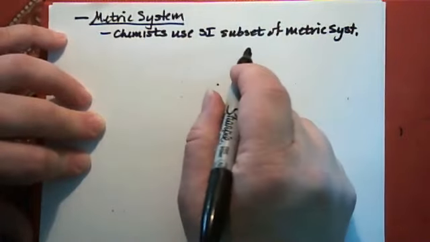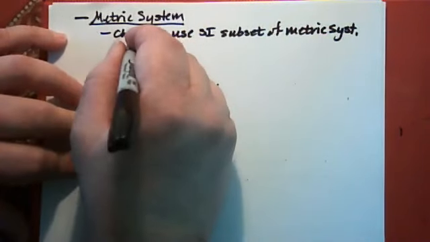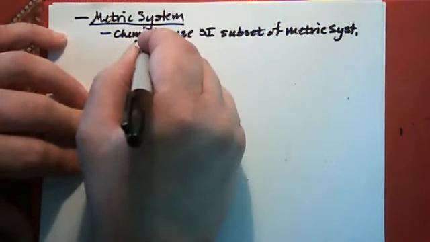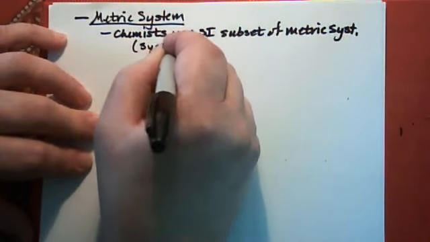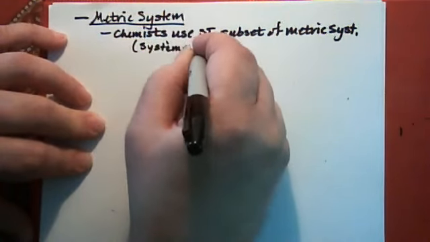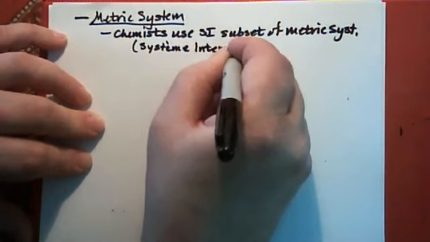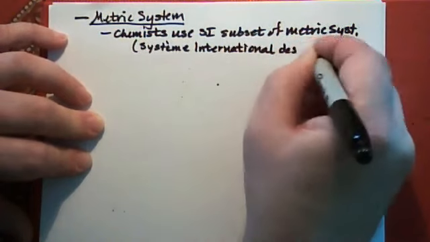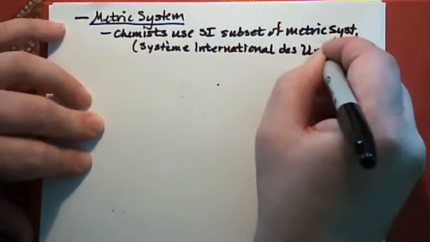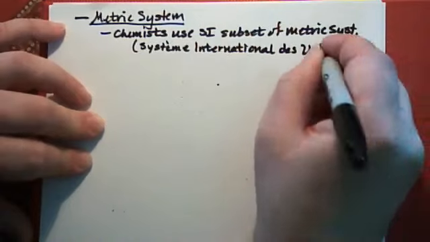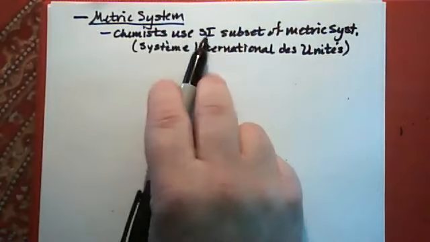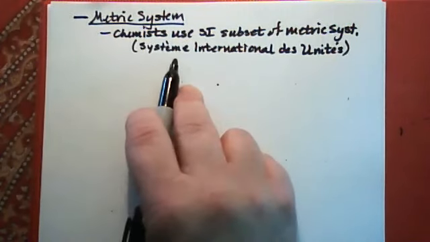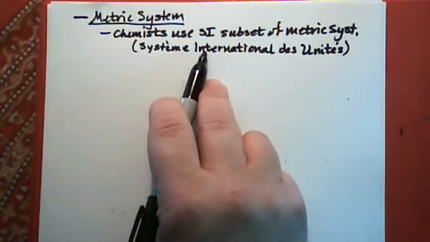Okay, so the SI subset of the metric system is an agreed upon set of standard units. The SI stands for Système International d'Unités. You don't have to know that, but I'm just saying. SI stands for international system, but it's in French where they put the adjectives after the noun. So it's Système International.